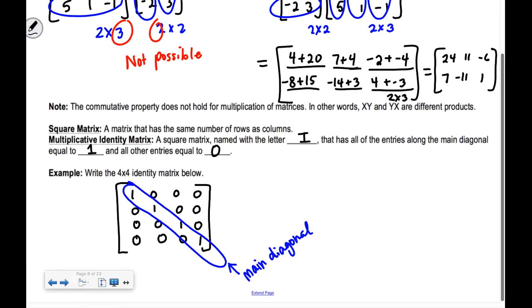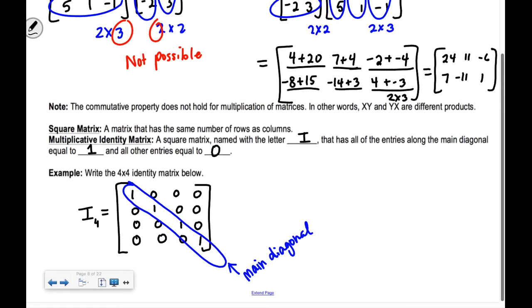So we call this the identity matrix. Now this is a specific identity matrix. It's the 4 by 4 identity matrix. Sometimes you'll see I subscript 4, or we'll just write I. So if I had the 2 by 2, what would the 2 by 2 look like? 1, 0, 0, 1, right?